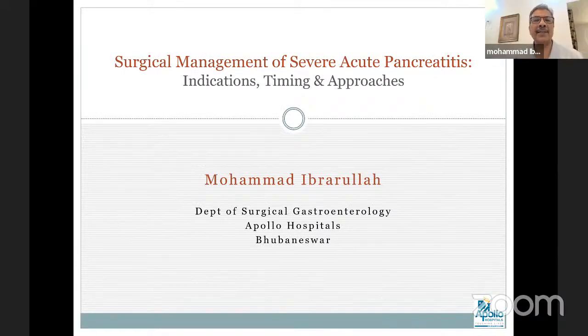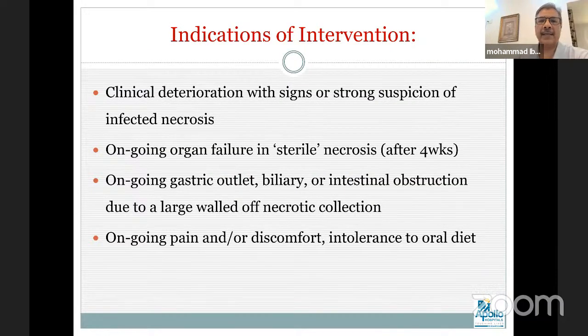Right. The topic assigned to me is surgical management of severe acute pancreatitis: the indications, timing, and the approaches. Speaking of this, we have already discussed. The indications of interventions are clinical deterioration with signs or strong suspicion of infected necrosis, ongoing organ failure in sterile necrosis, usually after 4 weeks of onset of the disease, ongoing gastric outlet, biliary or intestinal obstruction due to large walled-off necrotic collection, ongoing pain and or discomfort and intolerance to oral diet.